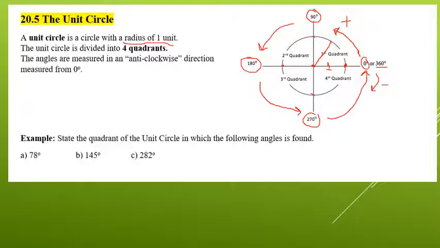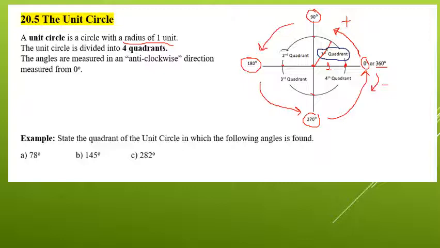Okay, for ease of use, we refer to the 4 different sections of the circle. The first quarter is called the first quadrant, which is between 0 and 90. 0 and 90 don't actually belong to the quadrant, so it's actually between 0 and 90.